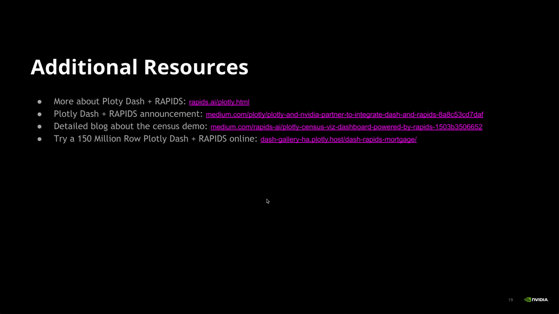So with that, these are a couple of additional resources. You can learn more about this project and dashboard on our rapids.ai/plotly page, or the Plotly announcement blog, or our detailed blog about how we developed the census demo and formatted the data from that. Again, these are all accessible through rapids.ai. Or if you don't want to install it yourself, you can try it online with a different version of a 150 million row Plotly Dash and RAPIDS app using mortgage data on the Plotly Dash website.